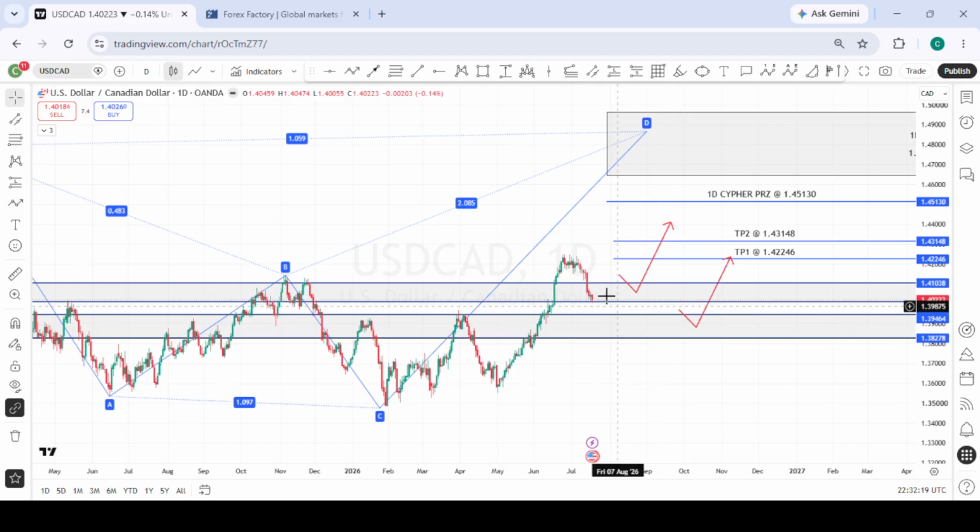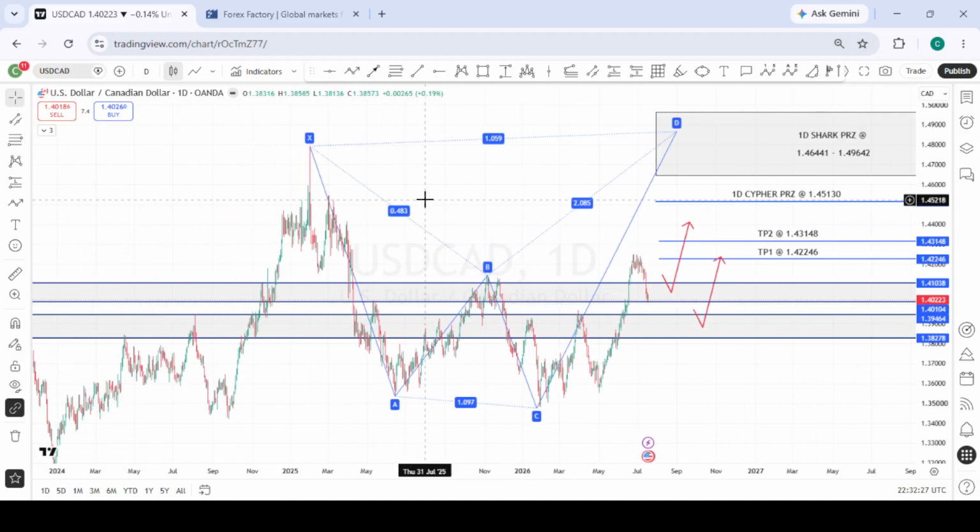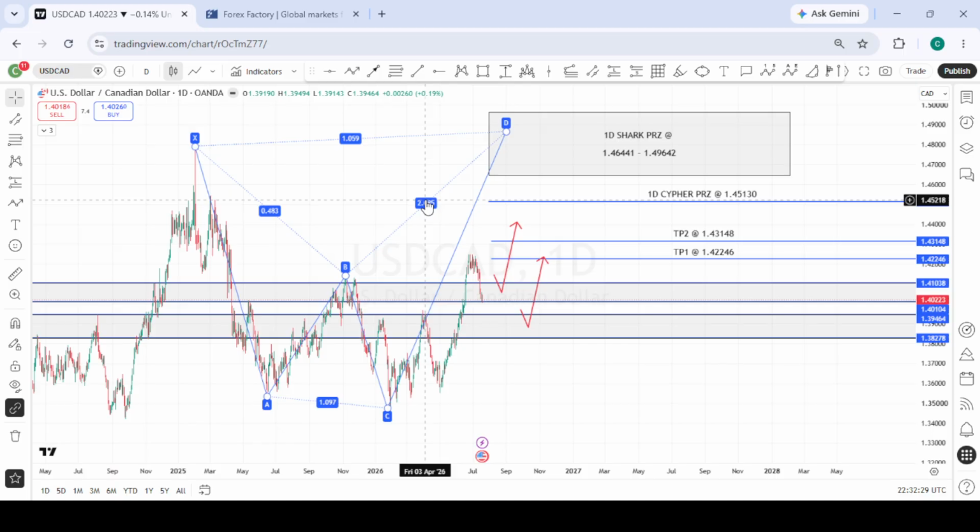So we'll be patient to see how price plays around either here, or when it drops to this zone or this area of interest, we'll look for our buying opportunities from here to the upside to complete this potential harmonic pattern on USDCAD.